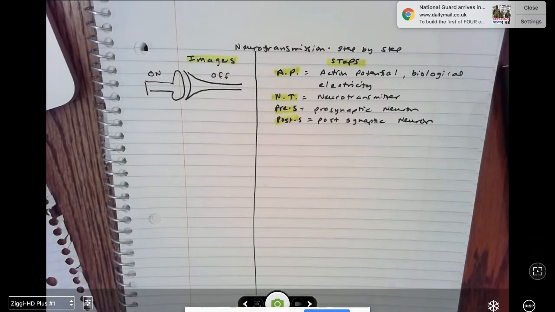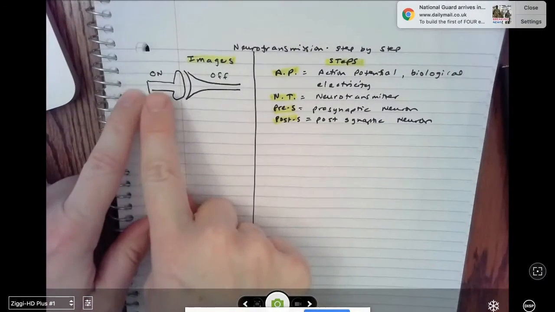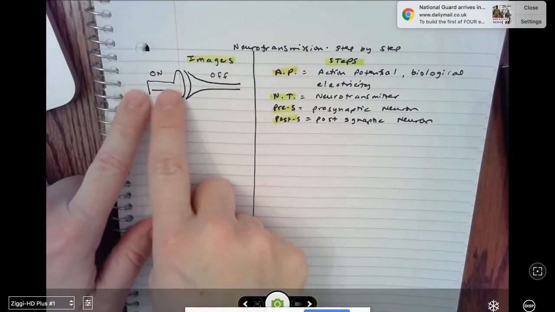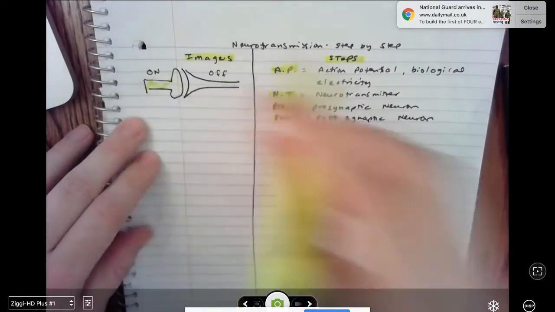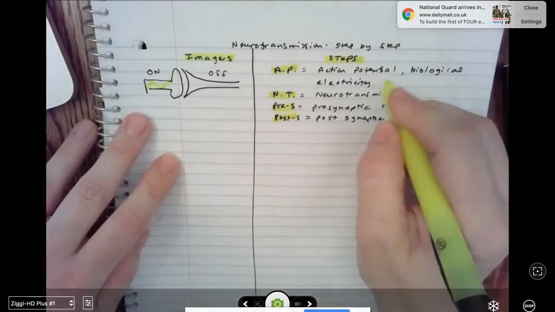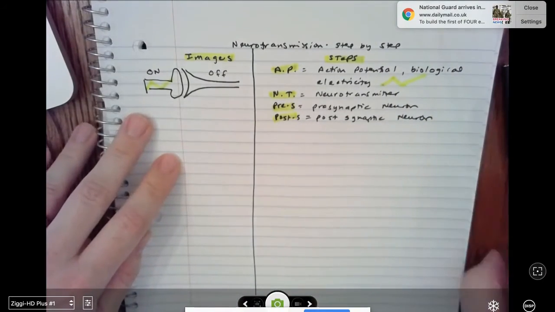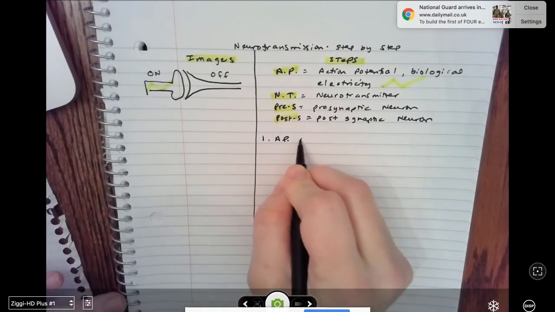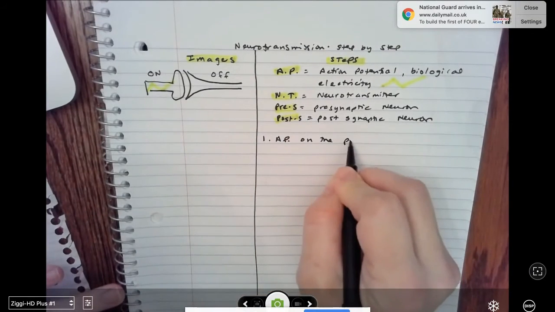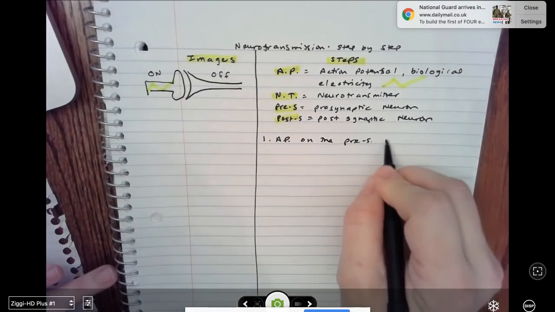Step 1. In order for this to be on, the action potential has to be on the neuron. That's what defines on. So I'm going to make a little lightning bolt right here. And that lightning bolt, I'll put that right here as well. That's going to represent action potential. So step 1 is that you are going to have an action potential on the presynaptic neuron.